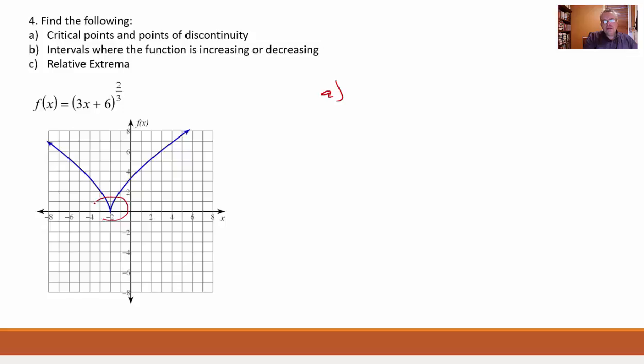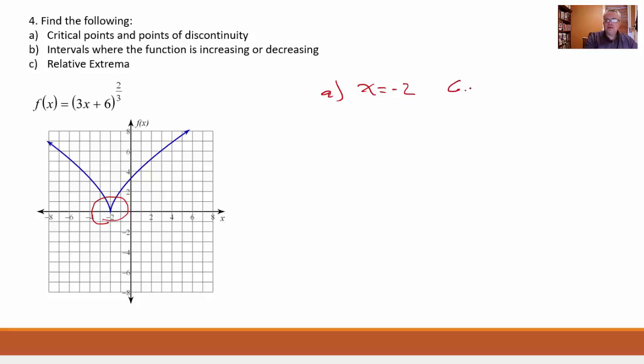Actually, the derivative is undefined here. That's a cusp. That kind of sharp corner is a location where f prime doesn't exist. But that is a critical point, right? So we get x equals -2. Remember, a critical point is where a function's derivative is 0 or undefined. The derivative is undefined there.